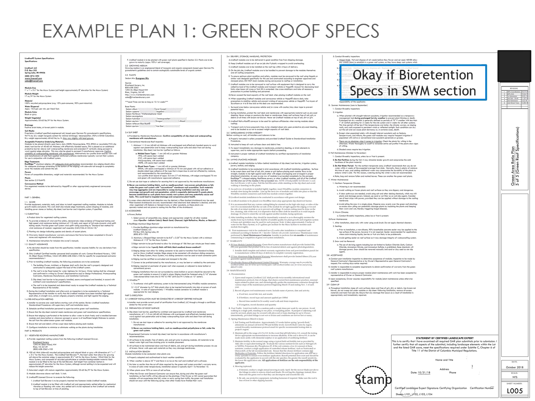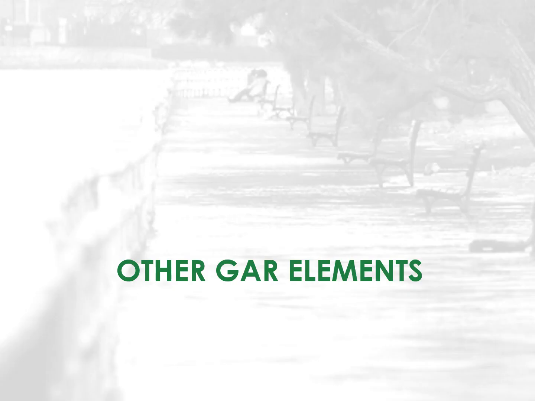The next sheet shown is the green roof specifications. It's fine if this is also shown in the stormwater sheets. Then it's okay if the bioretention specs are only shown on the stormwater management sheets. So next in this section, I'm going to go over other JR elements that were not discussed in the previous example.